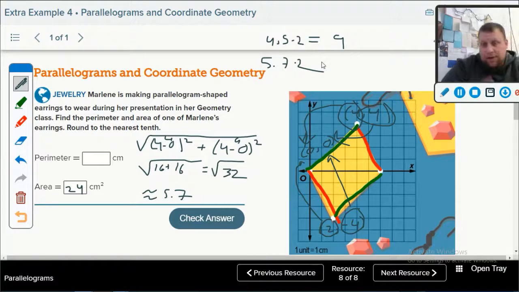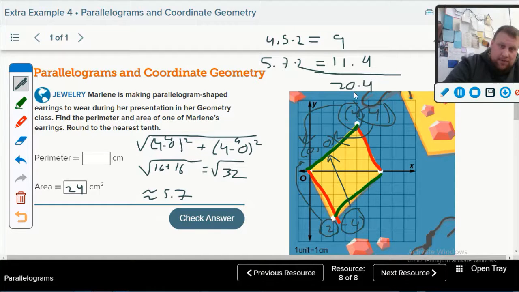5.7 times, sorry for those interruptions. If I hear a beep or an announcement, I pause the video. But anyway, 5.7 times 2 is just 11.4. And when I add those together, I get the total perimeter of 20.4 centimeters.